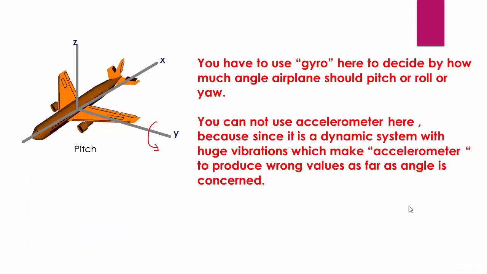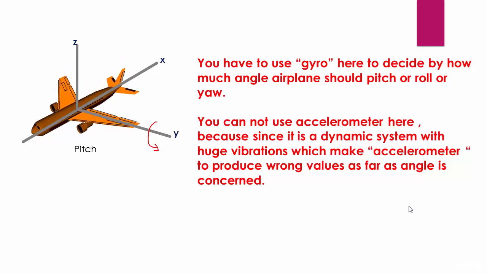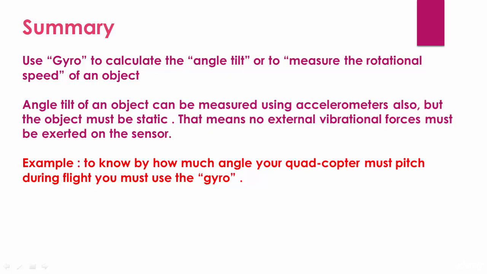But if you use a gyro, then the gyroscope will not be affected by the vibrational forces acting upon it, because it just cares about detecting rotational movement on the given axis. All right, so that's the difference between accelerometer and gyroscope. So the gyroscope you should use in dynamic systems where you want to measure the rotational movement. Of course you can also measure the tilt angles etc. using an accelerometer. You can do that, and we are going to do that in the coming lectures.